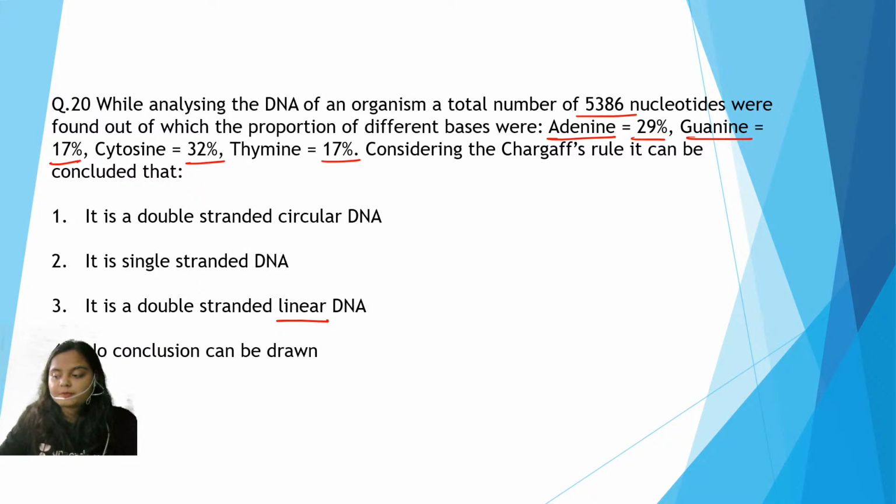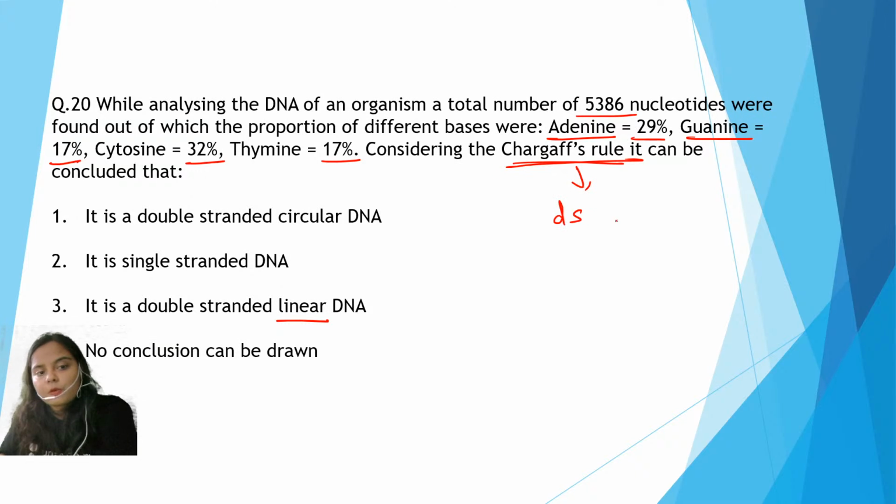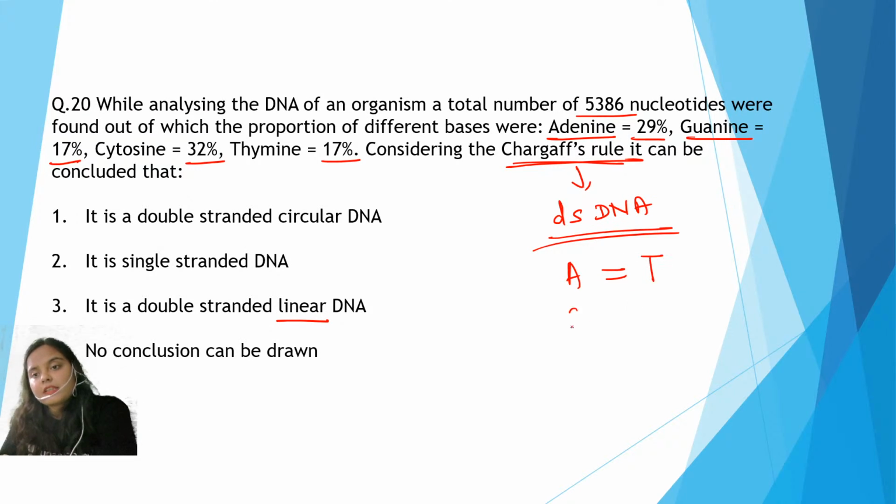Various percentages of the composition of the nitrogen bases are given. But as far as you have studied, according to Chargaff's rule, first of all, this rule is applicable only to double stranded DNA or RNA molecules. Let us say it is a double stranded DNA. According to Chargaff's rule, the percentage of purine is always equal to the percentage of pyrimidine. That means adenine will always be present in equal percentage as thymine, whereas guanine will be present in equal percentage as cytosine.